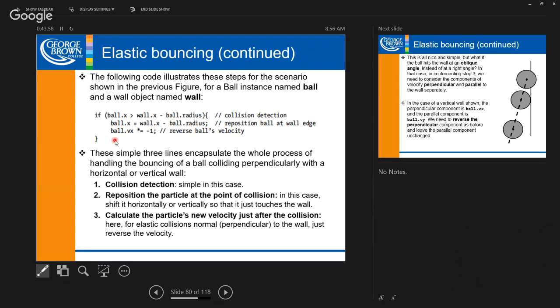Again, the only time this happens is when we have a perpendicular attack on the wall, exactly perpendicular, or along the normal of the wall, which is rare, right? Unless you have a Pong game where it's literally going from the right side of the screen to the left side, or vice versa, right? Or up and down.